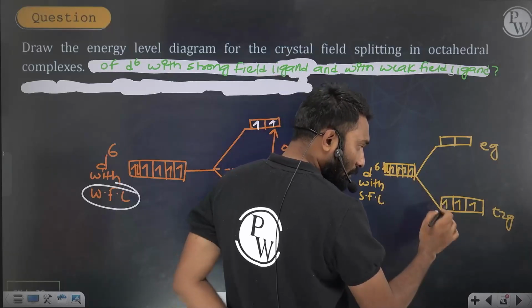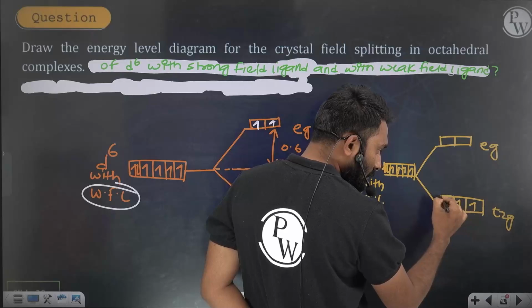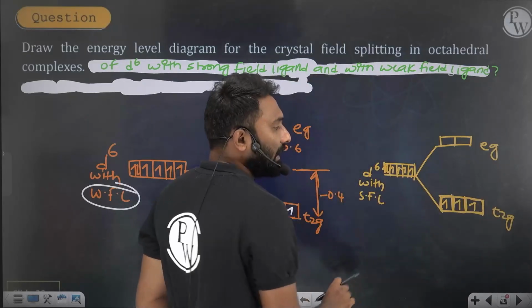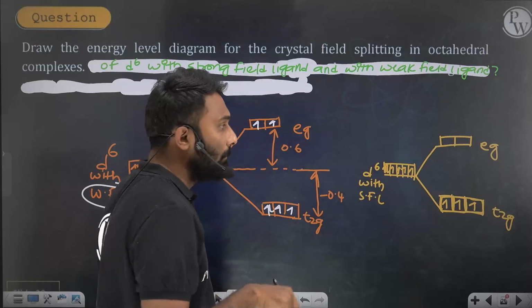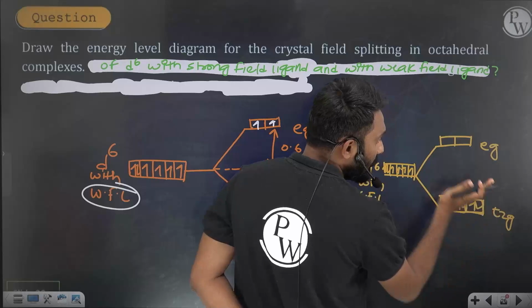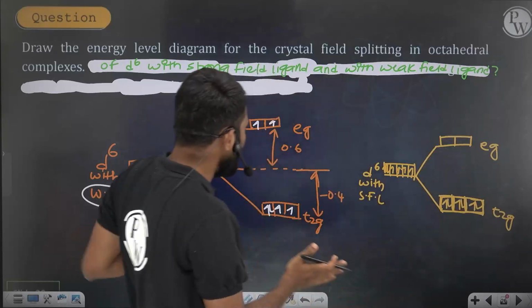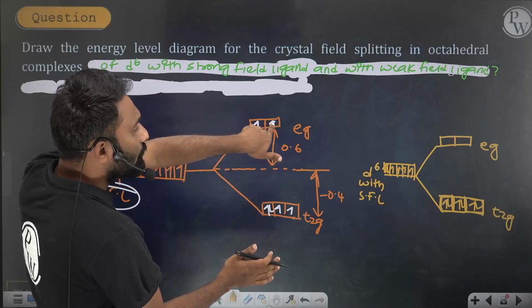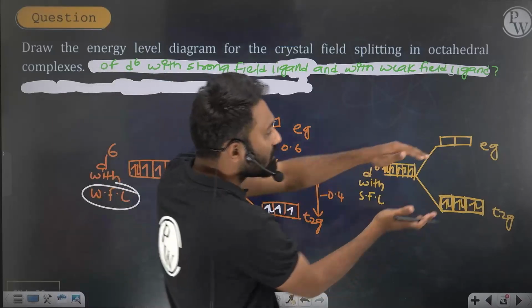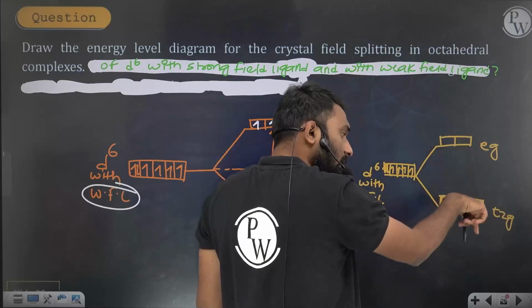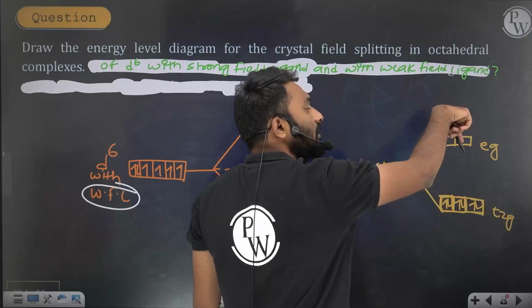Clear? Now in the t2g, with the strong field ligand, what happens? Pairing happens. Due to this energy gap, the energy gap is small, therefore it is a weak field ligand, and the electrons are paired in the Eg. Now with the strong field ligand the energy gap will be higher, therefore the electrons will first pair in the t2g, then it will reach the Eg.